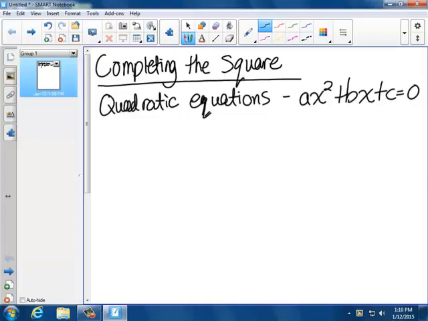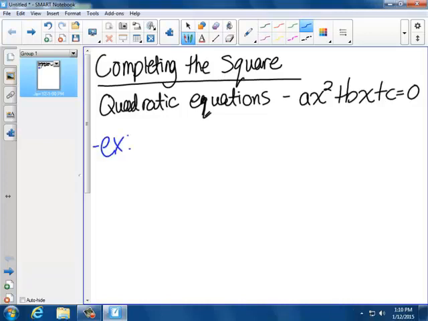We also talked about the square root property. If you don't have that bx part, you can solve for x squared and then take the square root of each side. So this next method kind of combines those two. It has parts of the factoring and the square root property in it. So this is how we're going to do it.